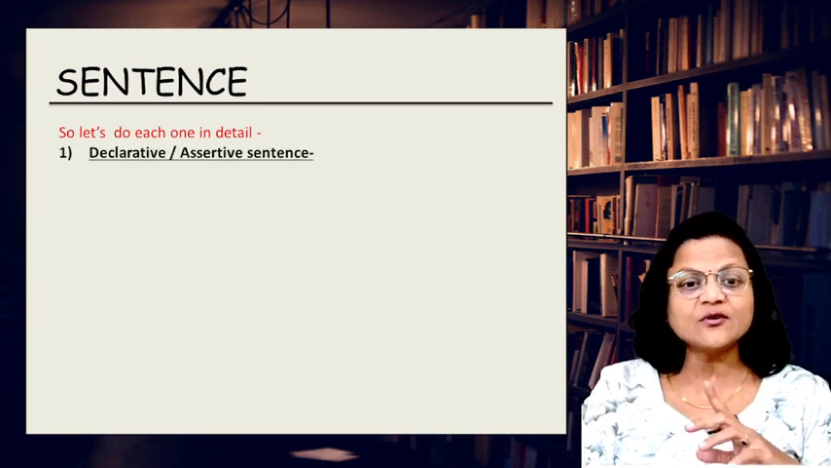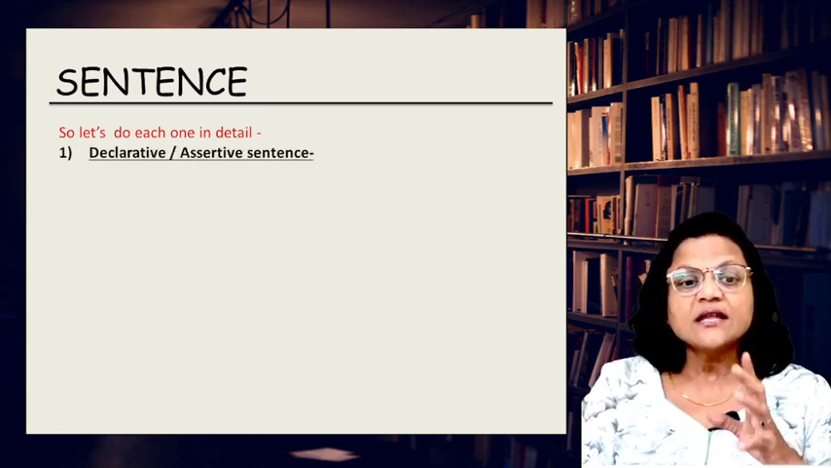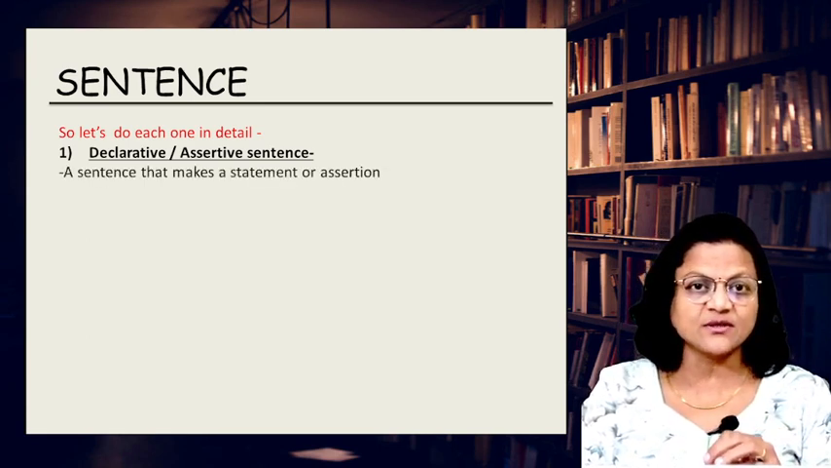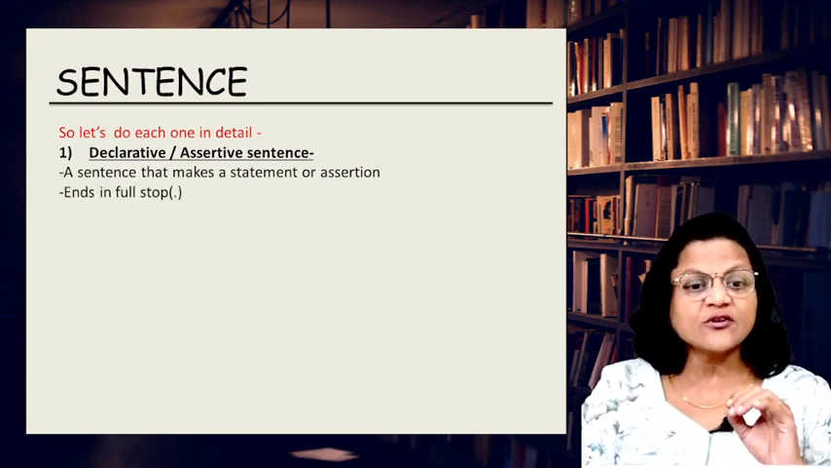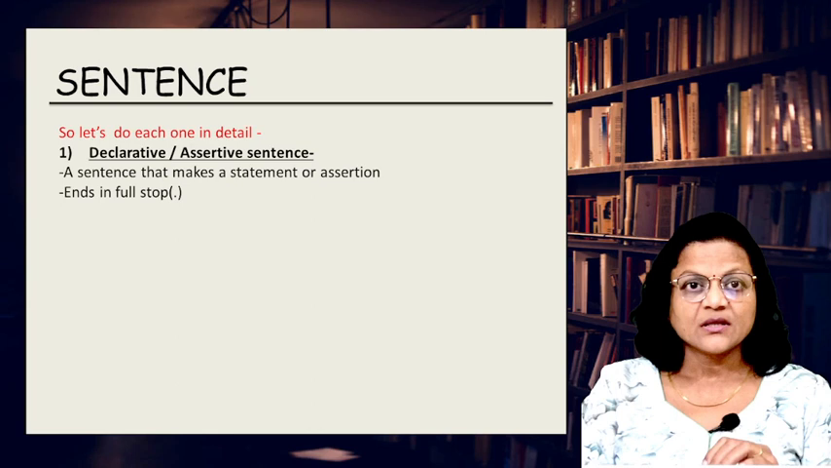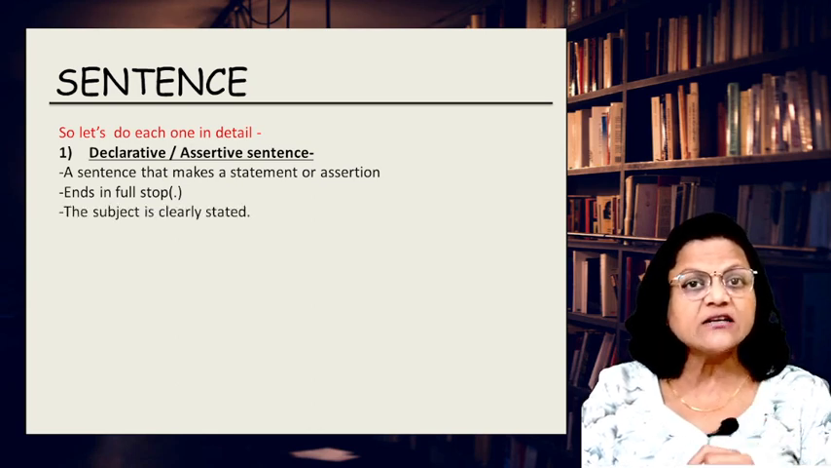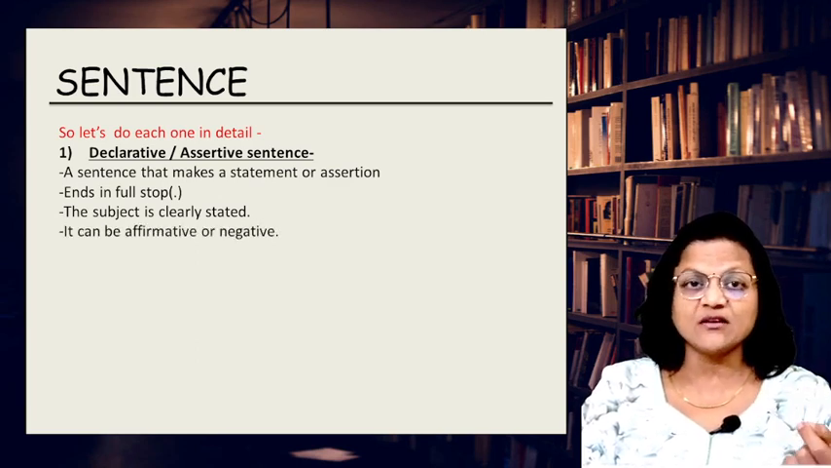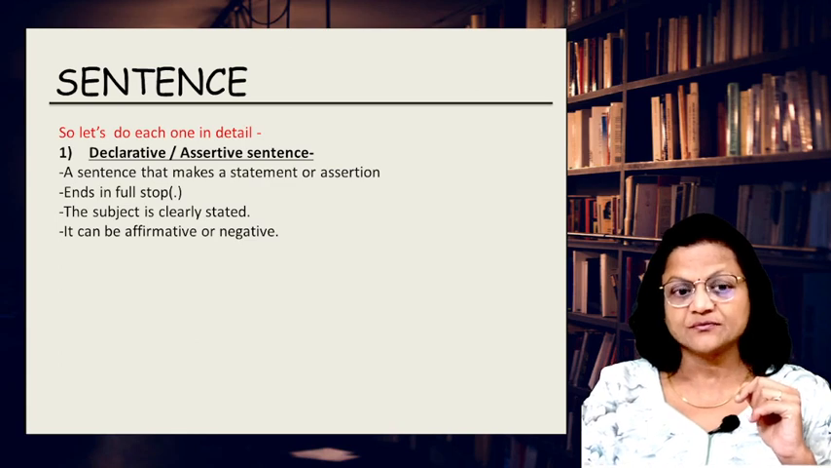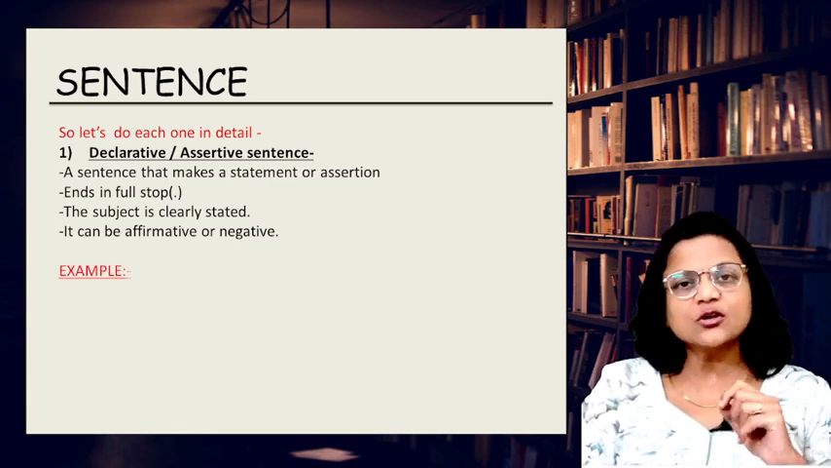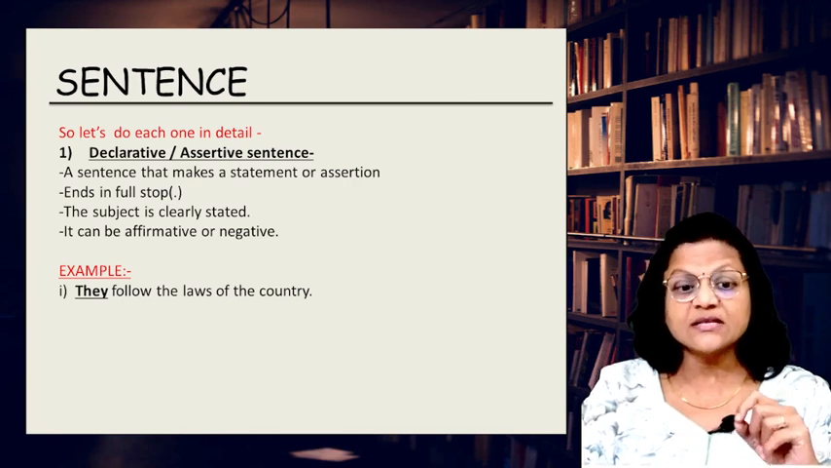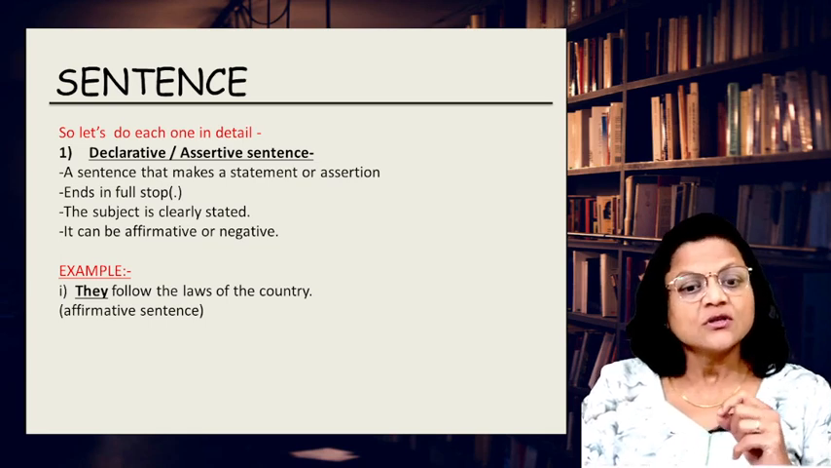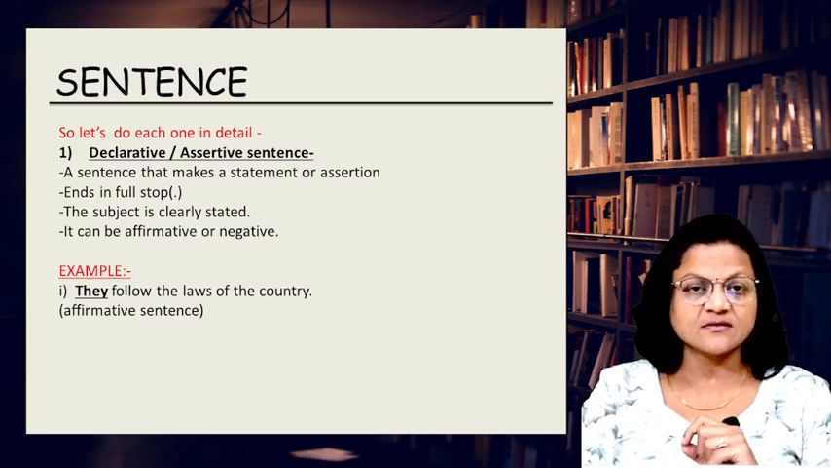Number 1, declarative or assertive sentences, they make a statement or assertion. They will always declare something. Second important point is they will always end in a full stop. In this type of sentence, the subject is clearly stated, and these sentences can be affirmative or negative. Example, they follow the laws of the country. Here the subject is they. You have to ask the question, who follows? They follow. So this sentence is an affirmative sentence.